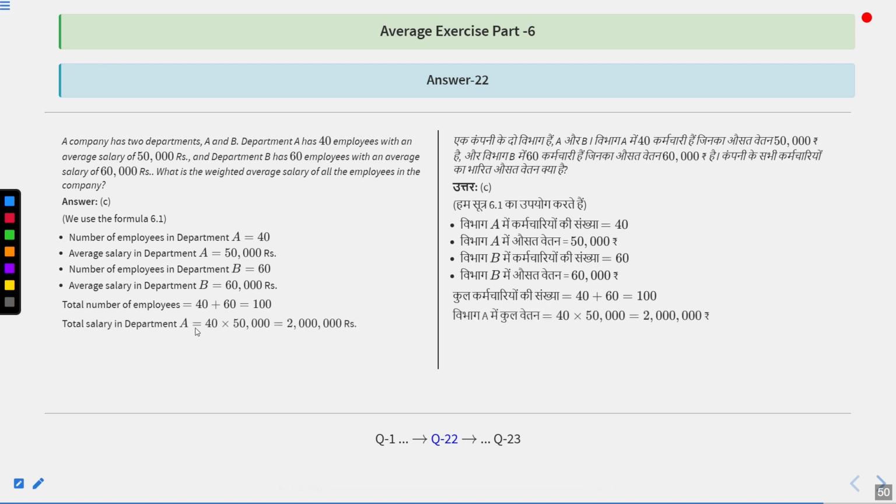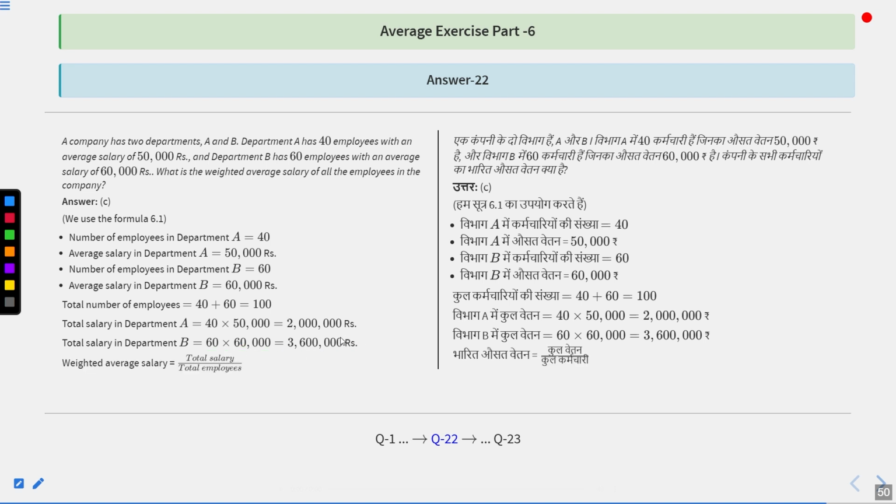And the total salary of department A will be 40 into 50,000. So it will become 20 lakh rupees. Same way, the total salary in department B will become 60 into 60,000. So it is 36 lakh rupees. So what will be the average? Total salary upon total employees. So the total salary will become 56 lakhs upon 100. So we can get the answer. Average is 56,000 rupees. So C is the correct answer. Next one.